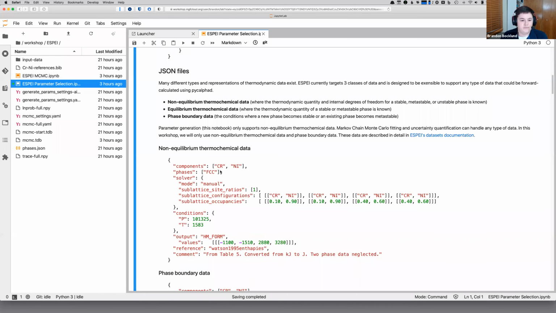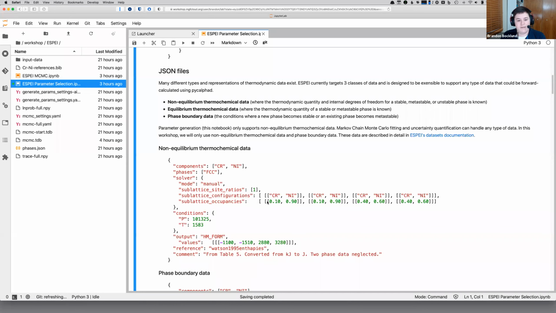And so we describe the components that are found in this data set, the phases that are found, and then we have the solver key that contains all of the internal degrees of freedom. And so again, the sublattice site ratios is going to look exactly the same as in our phase models file. So this is just for consistency. And then you'll see the sublattice configurations here. And so for each of these, you'll see we have 4 different entries for chrome nickel. And so each one of these entries is one particular set of internal degrees of freedom.